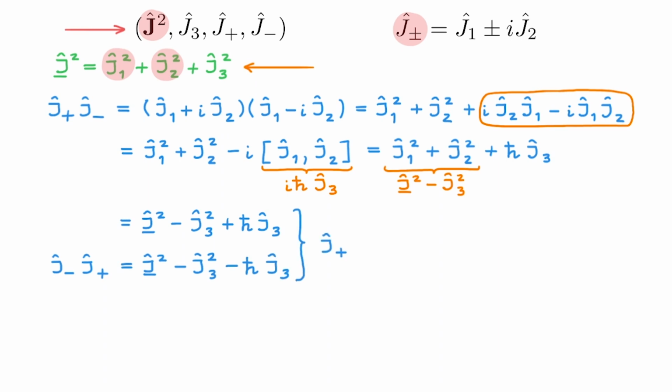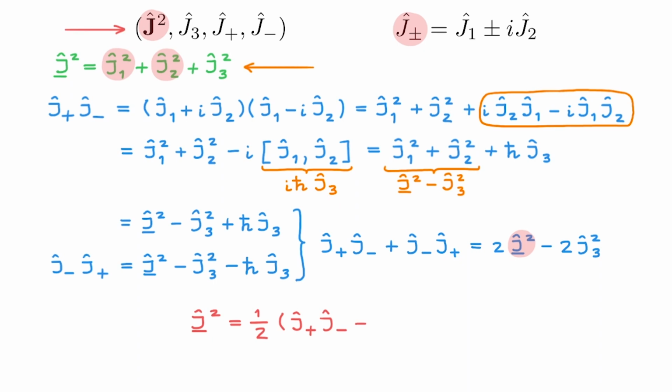We can now add these 2 expressions, and this equals 2J squared minus 2J3 squared, and we can finally rearrange to isolate J squared, and we get that J squared is equal to 1/2 (J plus J minus plus J minus J plus) plus J3 squared. Of course, you don't need to remember any of these, but we're going to use them constantly in our study of angular momentum, so you should either be ready to derive them as needed or simply keep a list for reference.